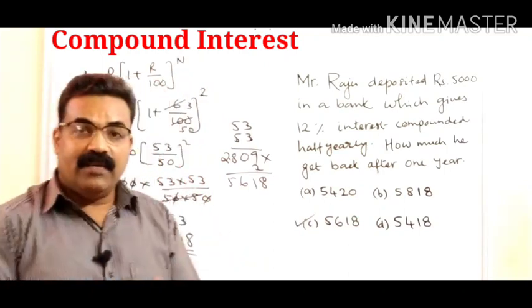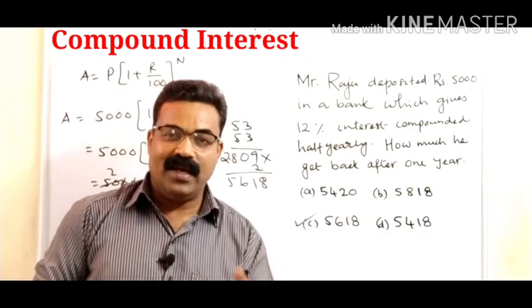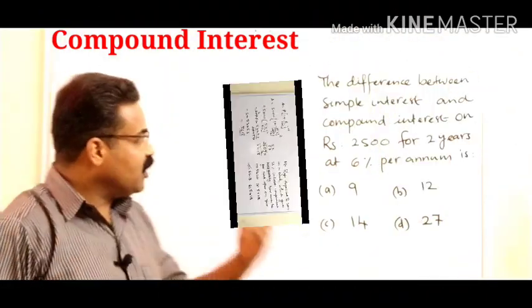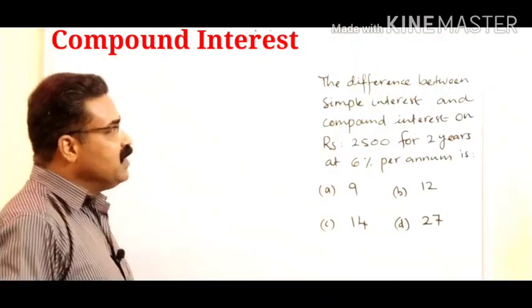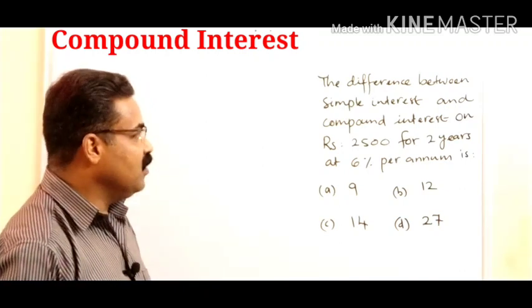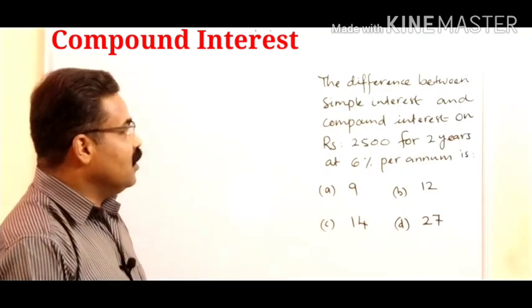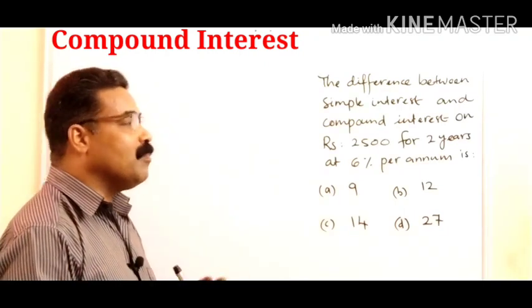Okay, so what we have done is we have taken the information from the question and directly applied it in the formula. Okay, please note it. So here is your next question. The difference between simple interest and compound interest on rupees 2,500 for 2 years at 6% per annum is.